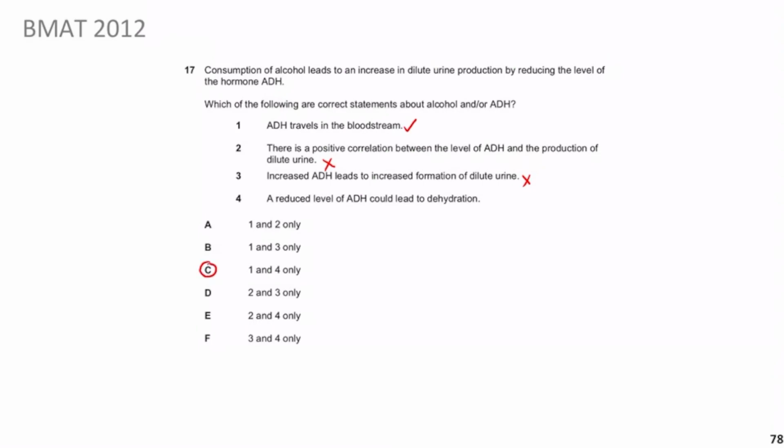A reduced level of ADH can lead to dehydration. Yes, this is true. So if you have less ADH, then you're essentially losing all the water through your urine, isn't it? And therefore you're not going to have enough water in your body, and therefore you're going to have this sensation of dehydration. And this is actually a thing. So there's some patients who can't produce ADH, and essentially they're always dehydrated, they're always thirsty, they're always just gulping water. So this one has to be true then.